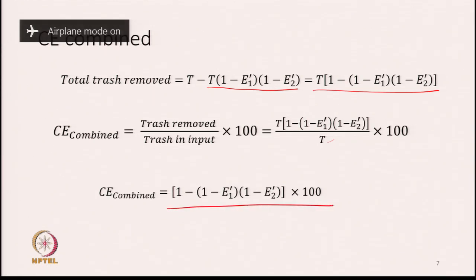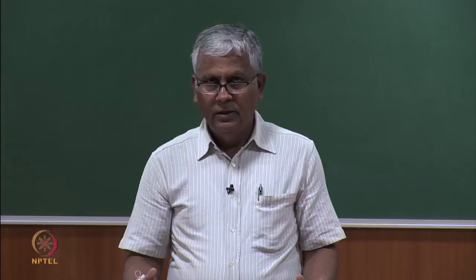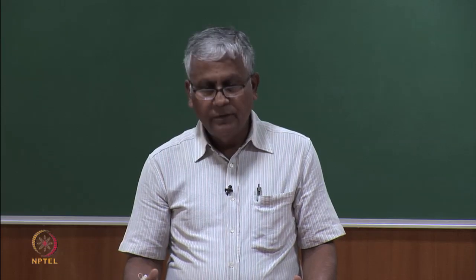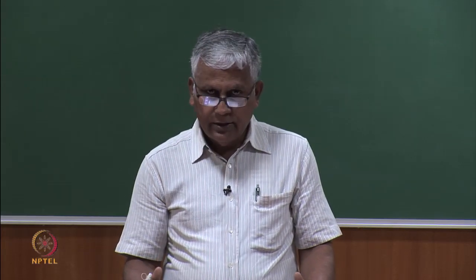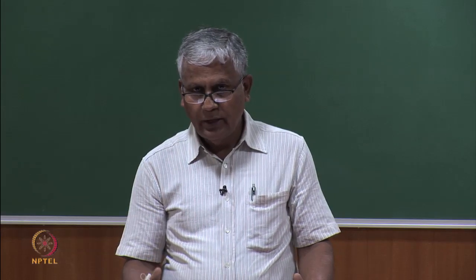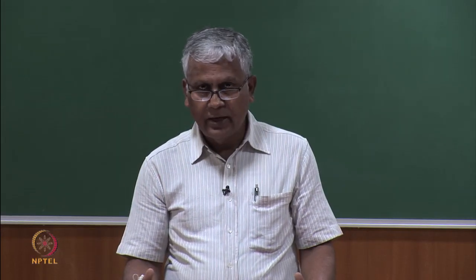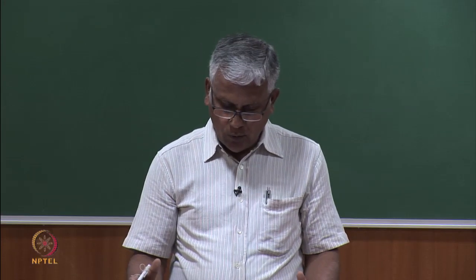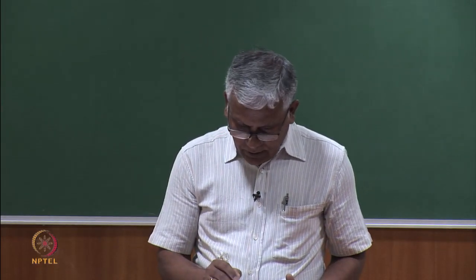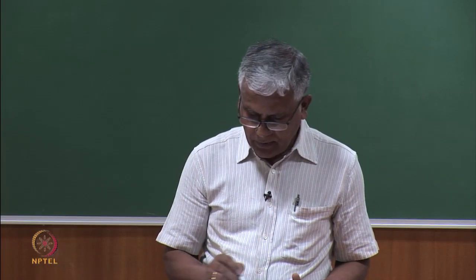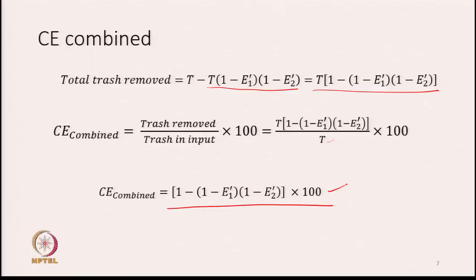The final formula is easy to remember. If the cleaning efficiency of machine 1 and machine 2 are already known, what we will do is divide the cleaning efficiencies of these machines by 100, we will get decimal figures. 1 minus that decimal figure, into 1 minus the decimal figure of the next machine, multiply them together and subtract it from 1, and that multiplied by 100 will give you the combined cleaning efficiency of the two machines. This is how we can find out the cleaning efficiency of two machines.